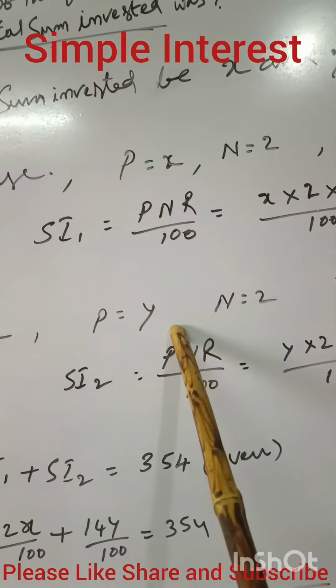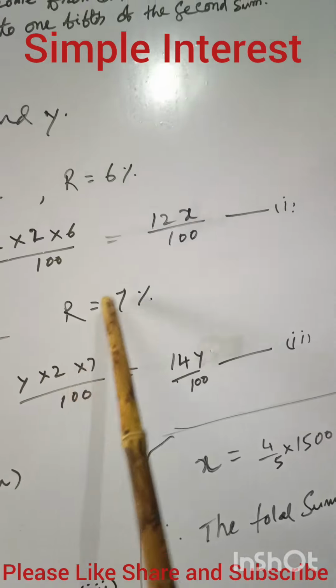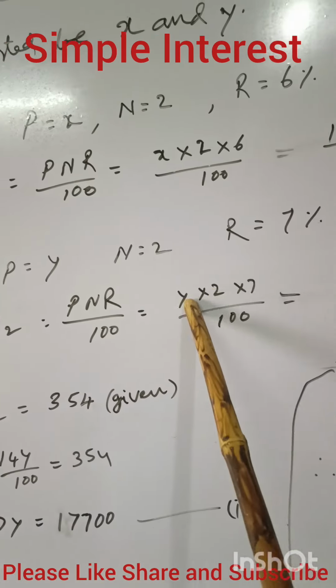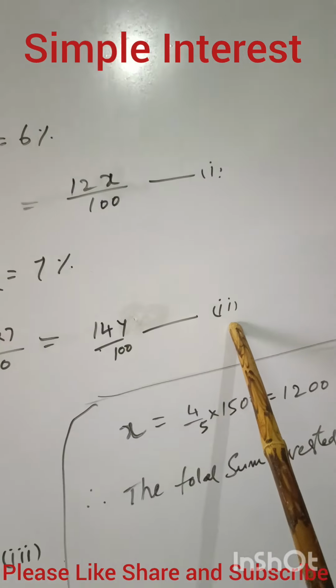In the second case, P is equal to y. So n is the same, r is equal to 7%. So the second simple interest is PNR by 100 is equal to y into 2 into 7 by 100. It is 14y by 100. This is the second equation.